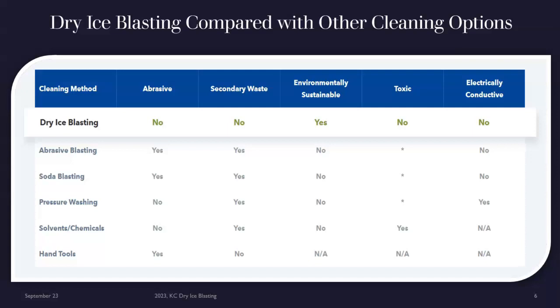hopper. The abrasive blasting, there is secondary cleanup. Soda blasting, secondary cleanup. Of course, pressure washing. You wouldn't want to flood out your plant or factory with excess water. The solvents, dangerous fumes to other people in the plant. Hand tools, of course, are going to cause possibly gouges or issues with the rotation of pulleys.